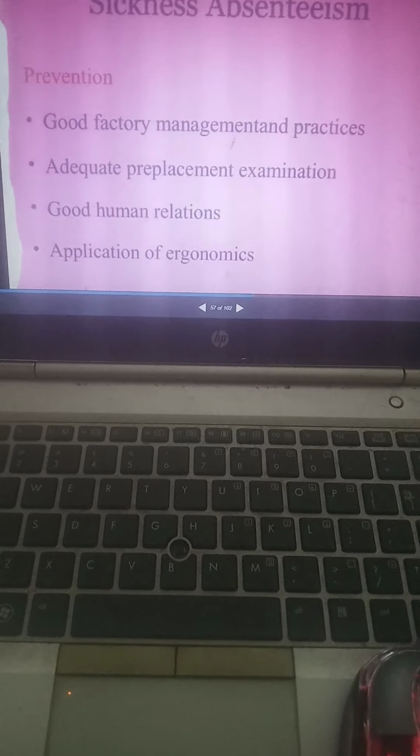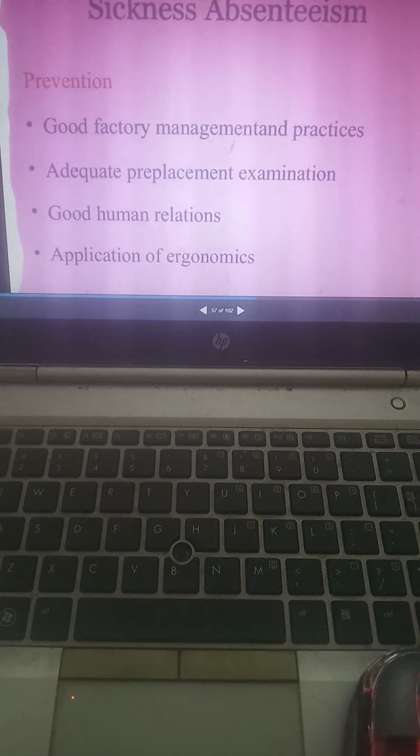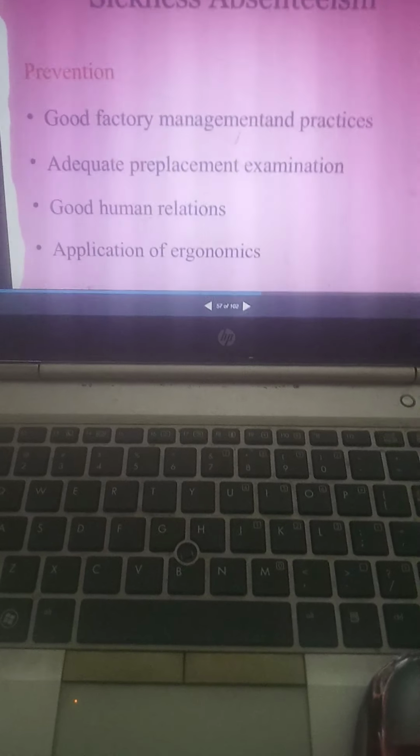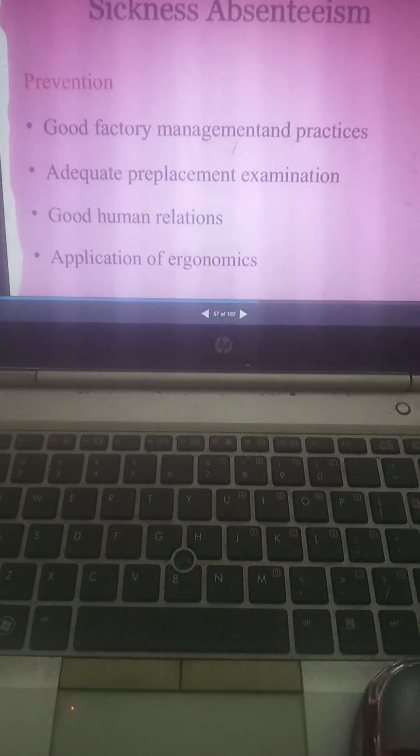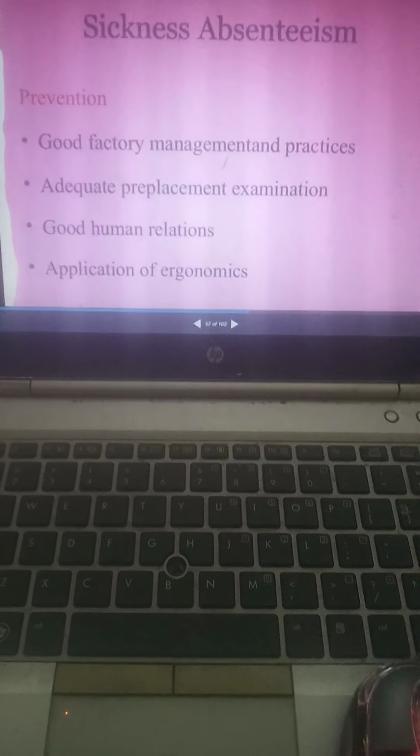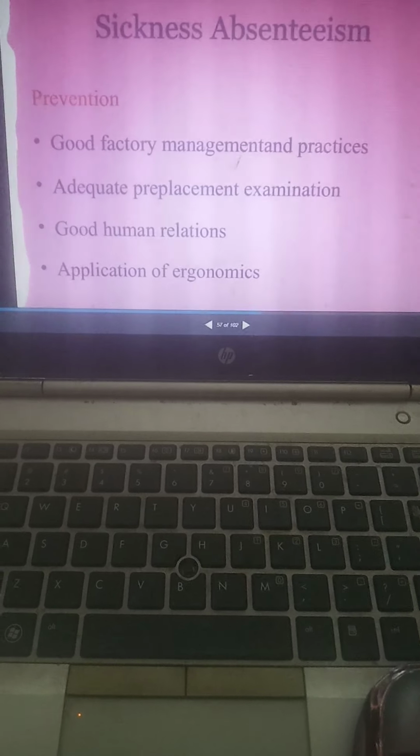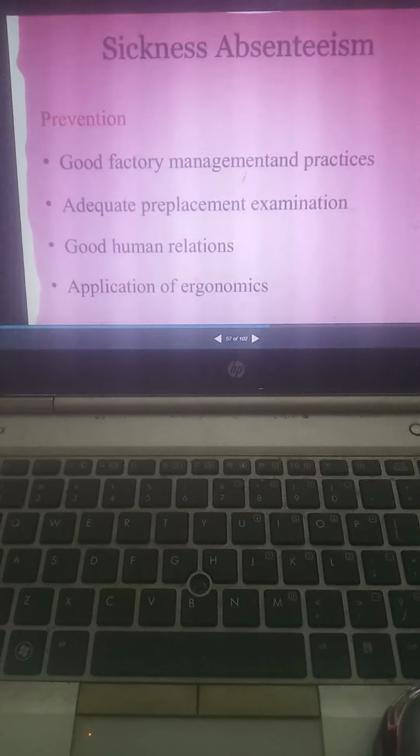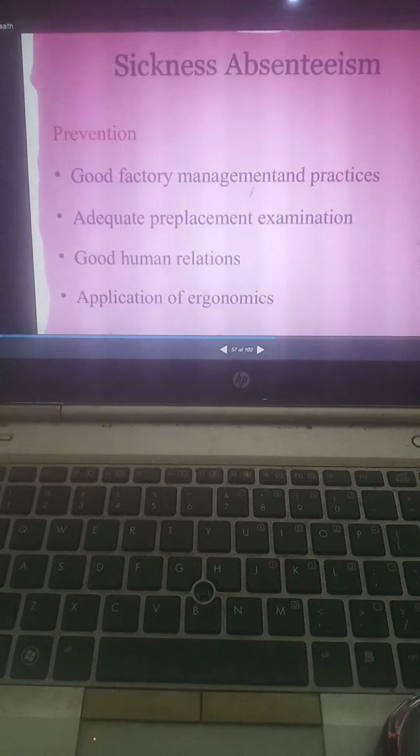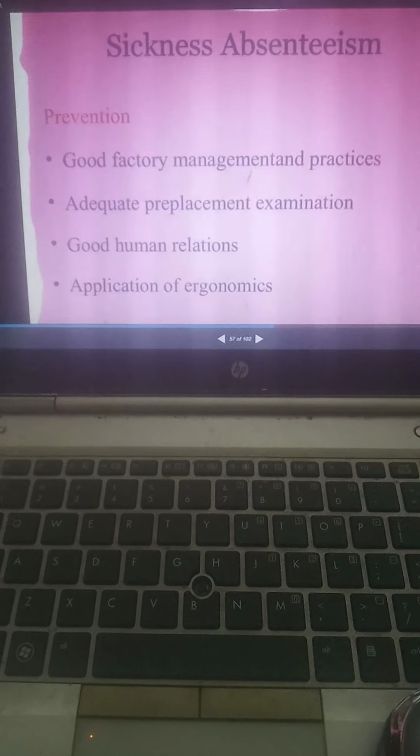Then sickness absenteeism will be reduced if they are examined before placement for any diseases or illnesses, or their psychological evaluation is done. Most probably you will recruit healthy and more willing workers, and sickness absenteeism will be reduced. Then good human relationships. If you ensure good relationships between employees and employers, between management and workers, between the workers themselves, between lower staff and upper staff, then we will have less sickness absenteeism.